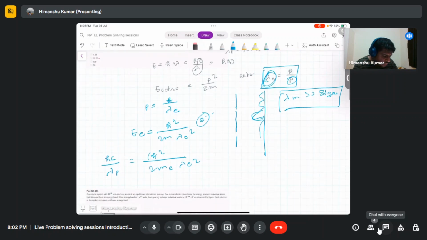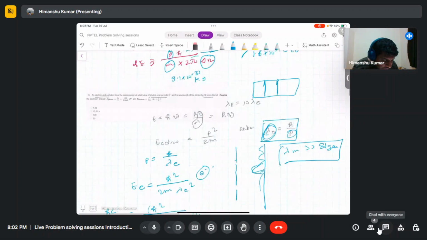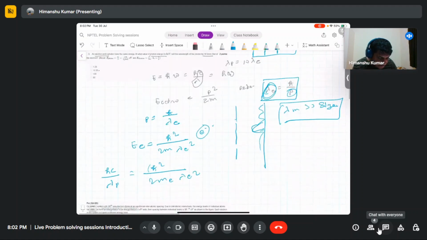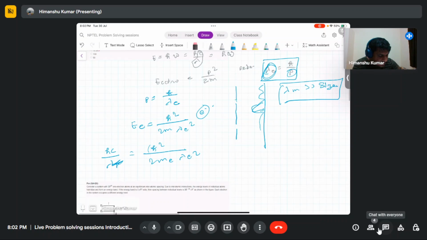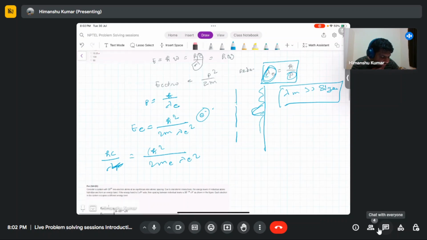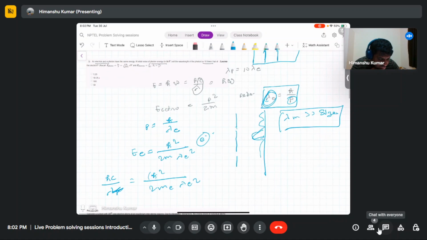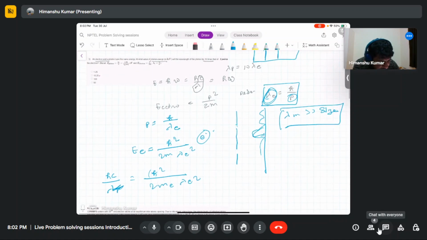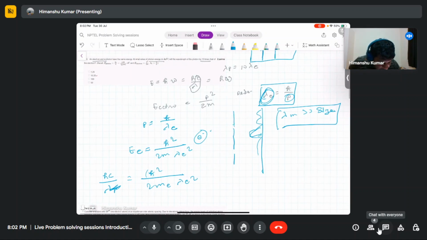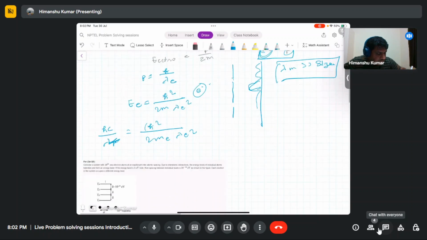So basically, you need to take the ratio of these two energies. So let's not equate it. If you take the ratio of these two energies, then you can calculate. So then you need to calculate. So it's given.